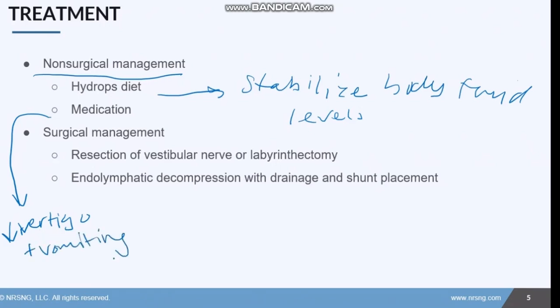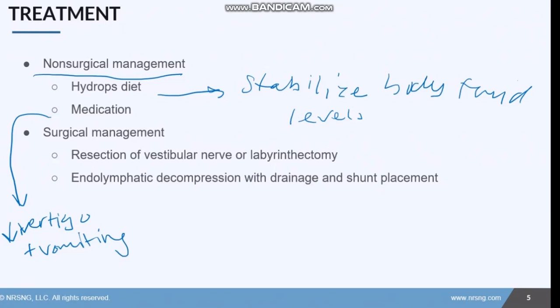Okay, so one of the medication therapies is the use of mild diuretics. This helps decrease the endolymph volume. If you'll remember back to the pathophysiology, it's increased fluid in the endolymph, the endolymphatic fluid, that's increased. So the diuretics help decrease the endolymph volume by helping the body secrete that extra fluid. This directly reduces vertigo, hearing loss, and tinnitus.